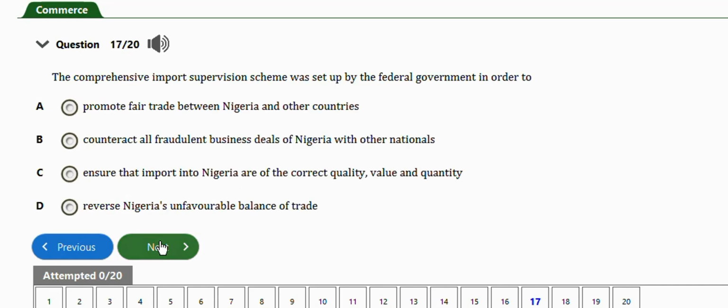Next question, it says the Comprehensive Import Supervision Scheme was set up by the federal government in order to promote fair trade between Nigeria and other countries, counteract all fraudulent business deals of Nigeria with other nations, or ensure that imports into Nigeria are of correct quality, value, and quantity. So the right answer is option C.